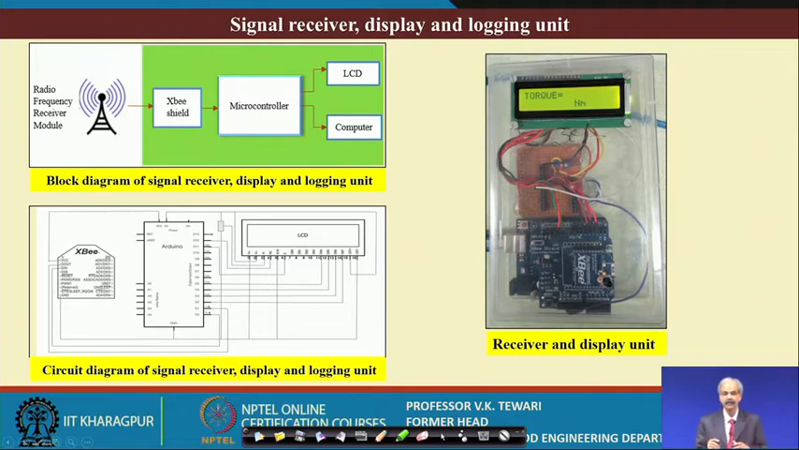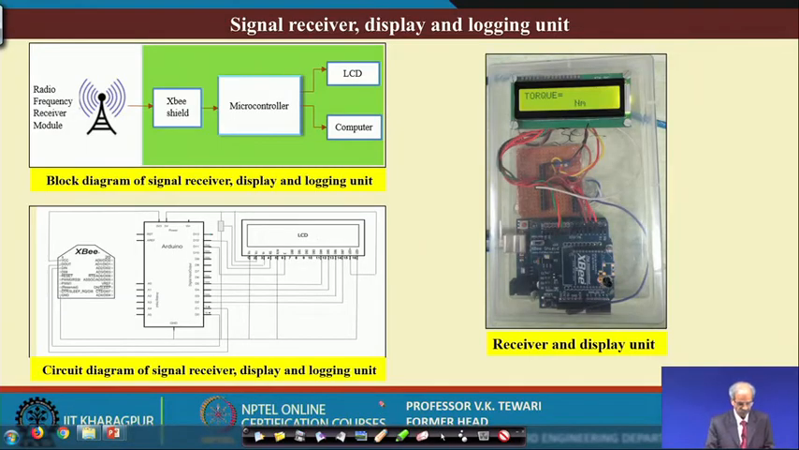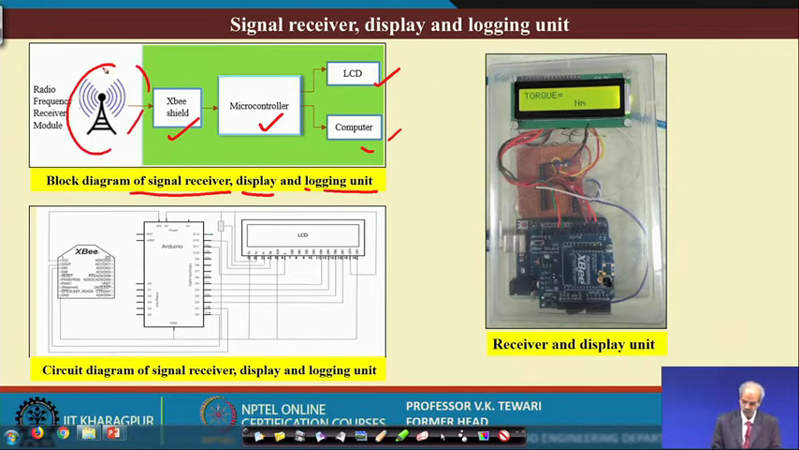the receiving and displaying and logging unit. Yes, similar information as I told you in the other case. Here is the block diagram of the signal receiving and display and logging unit. You have the XB shield, the microcontroller, LCD and computer here, and this is the radio frequency receiver module, and the circuit diagram. This is the circuit diagram here. Details are shown over here.